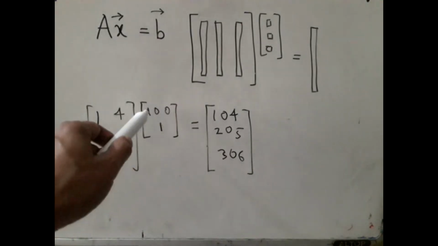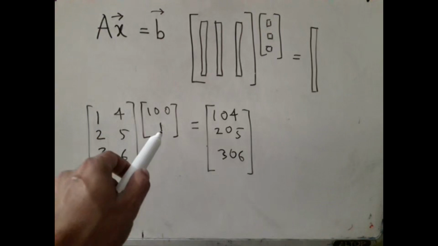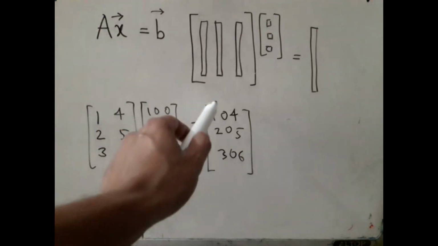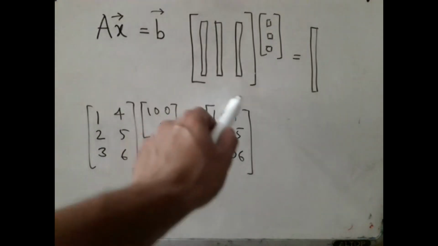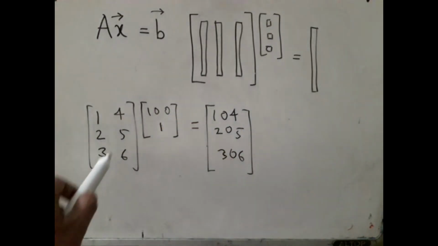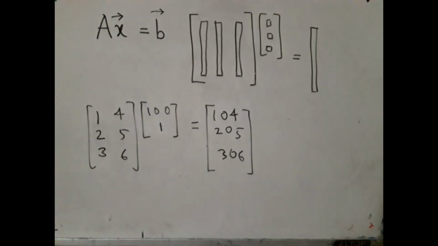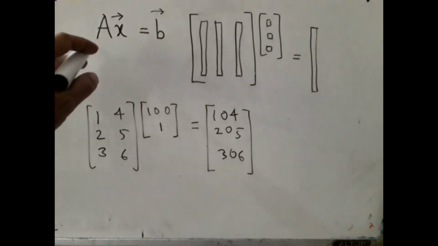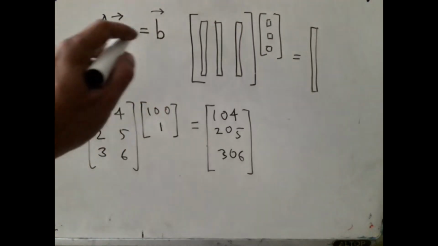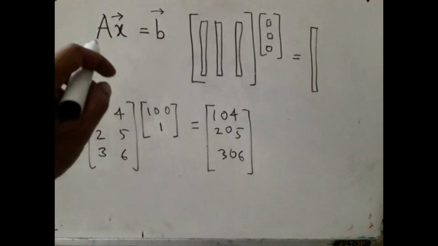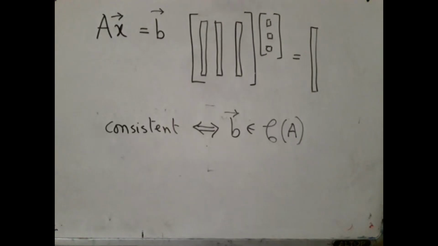This is nothing but 100 times (1, 2, 3) plus 1 times (4, 5, 6). So just do the computation. You can see that this is actually a linear combination of these 2 columns with these as the coefficients. In view of this, we can say that this being consistent is equivalent to saying b belongs to the column space of A. This equivalence is very important to keep in mind. The book does discuss this, but only a bit later.